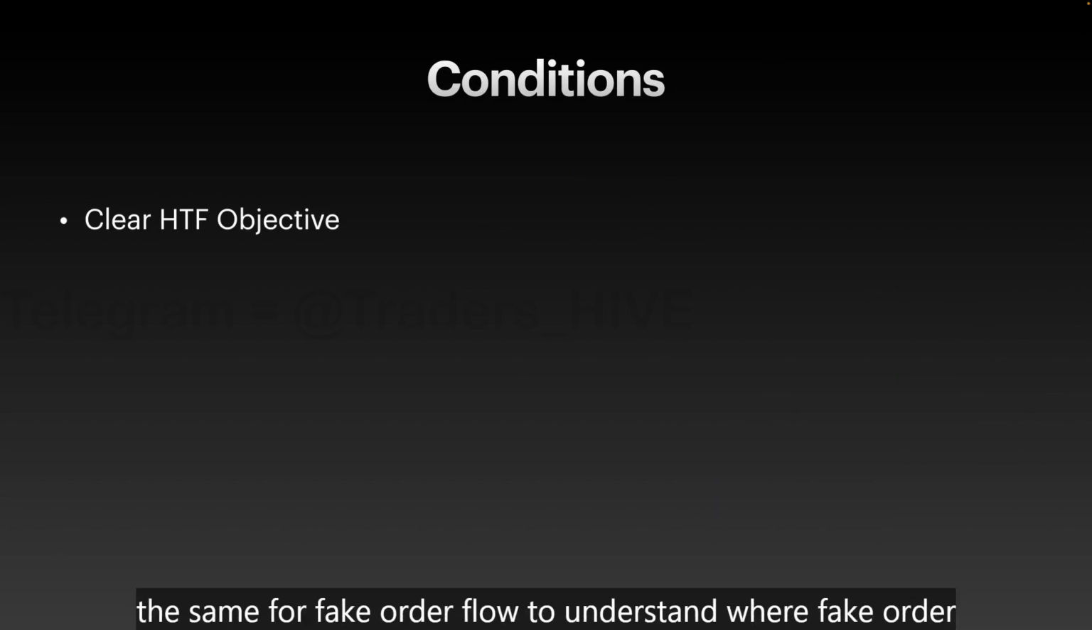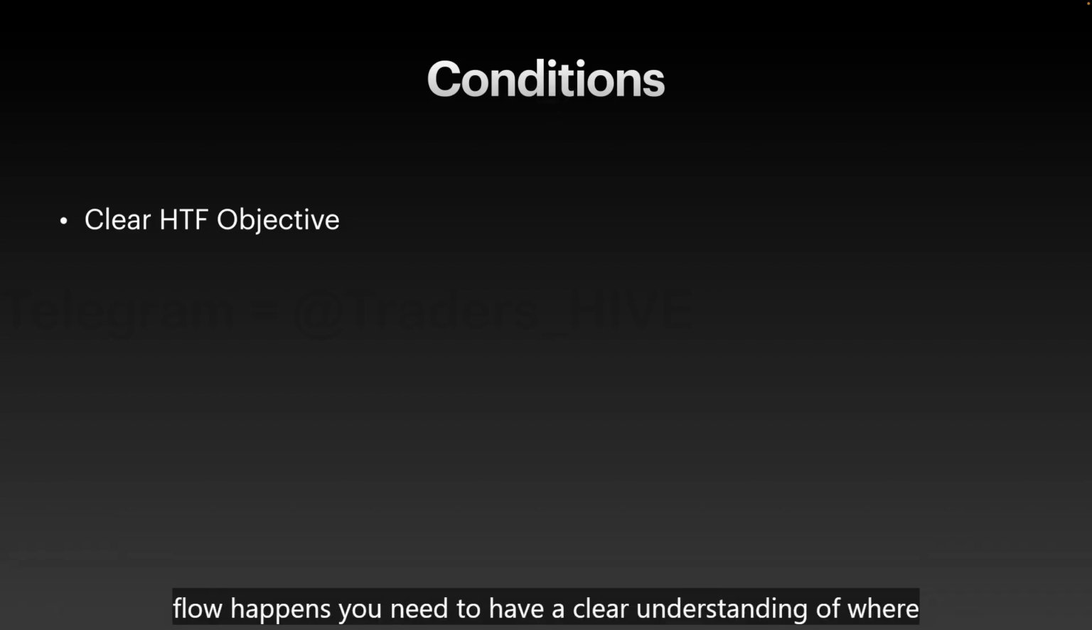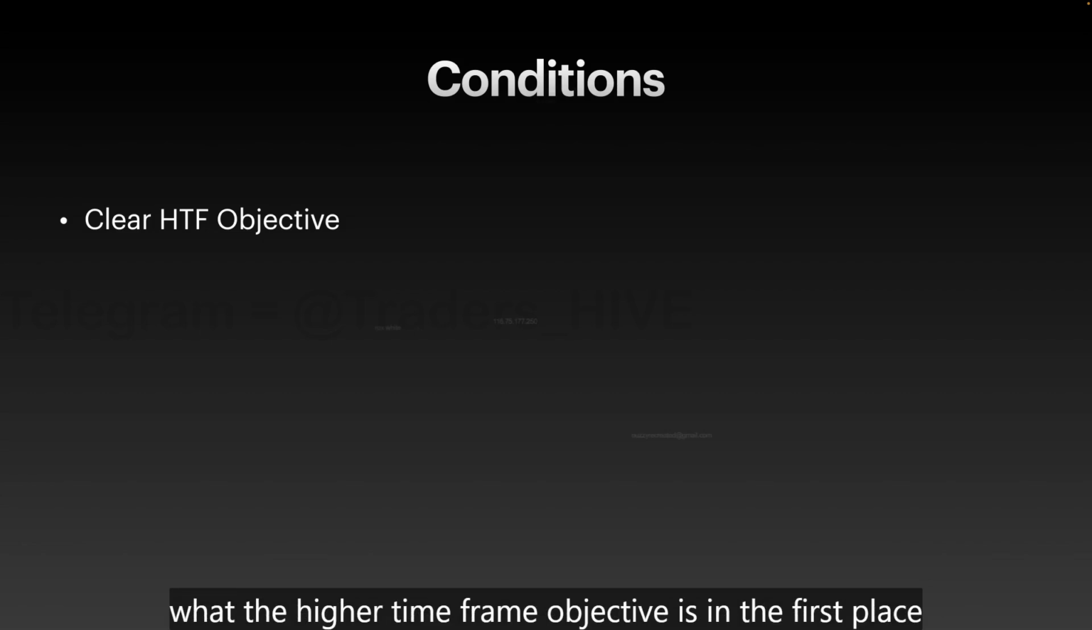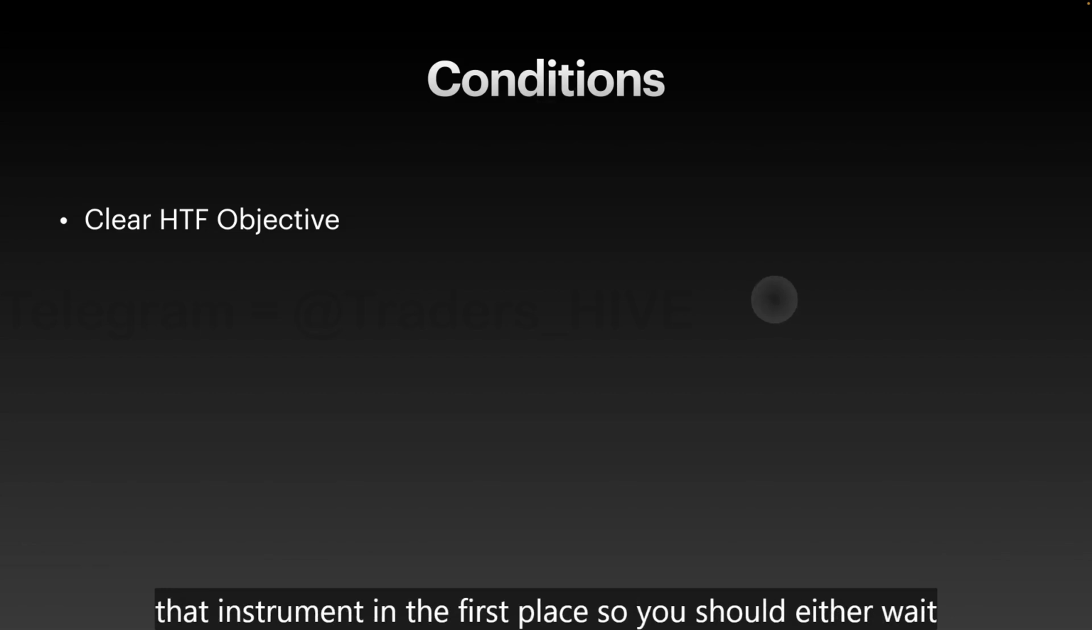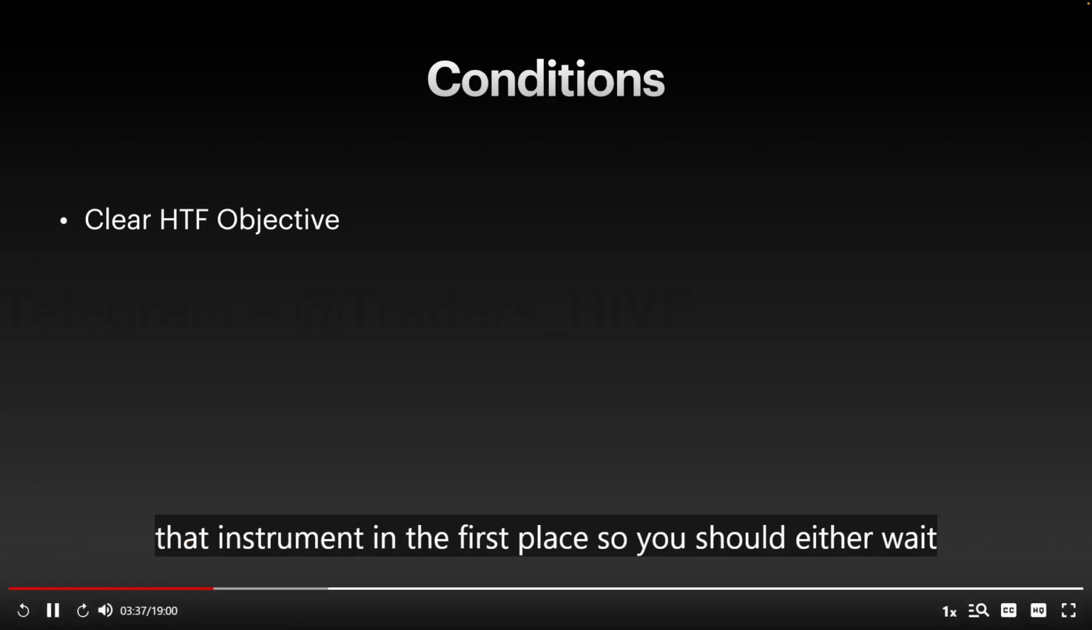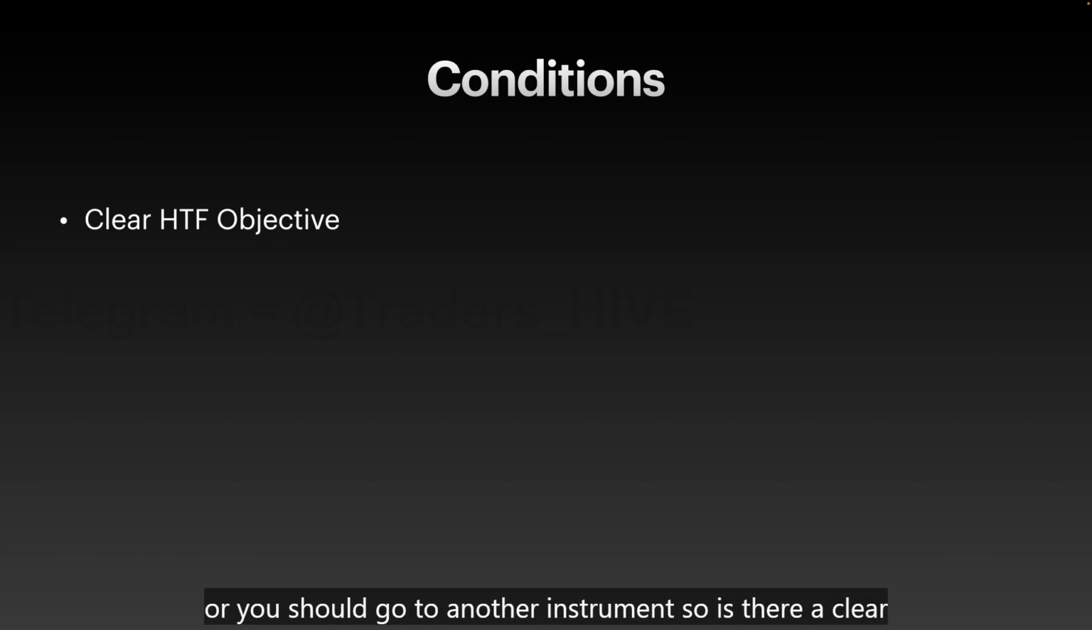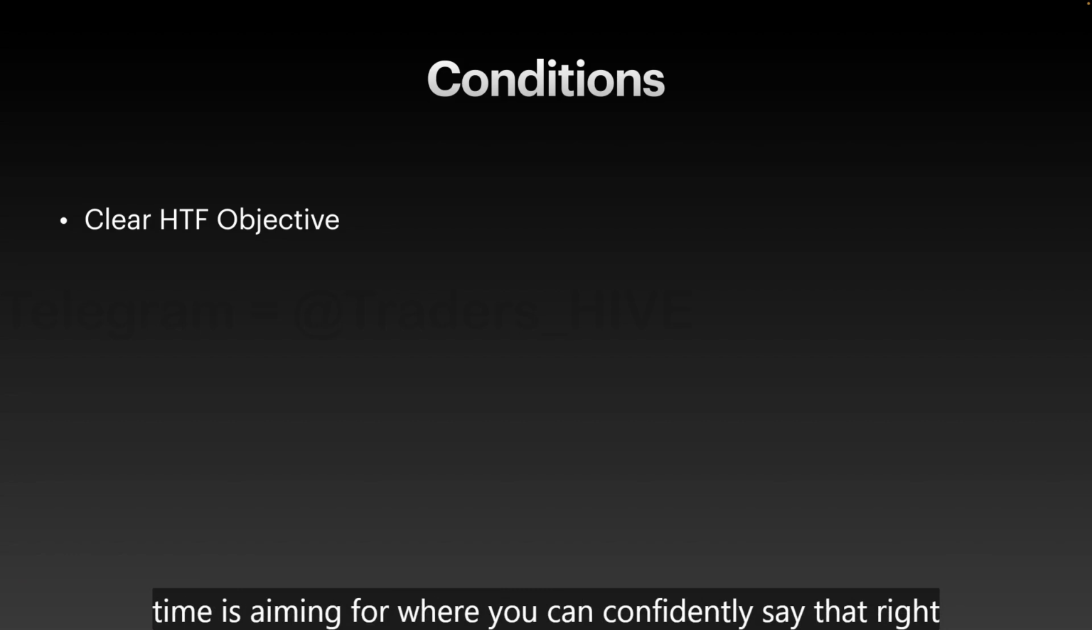So right here, the conditions. First of all, we need to understand that we need to have a clear higher time frame objective. And it's the same for fake order flow. To understand where fake order flow happens, you need to have a clear understanding of what the higher time frame objective is in the first place. If that's not clear, then you shouldn't be trading that chart, that instrument in the first place. So you should either wait or you should go to another instrument. So is there a clear higher time frame objective that the market at that moment in time is aiming for, where you can confidently say that right there, that is the next objective, that is the next target?